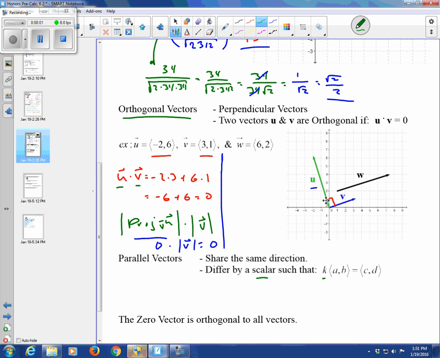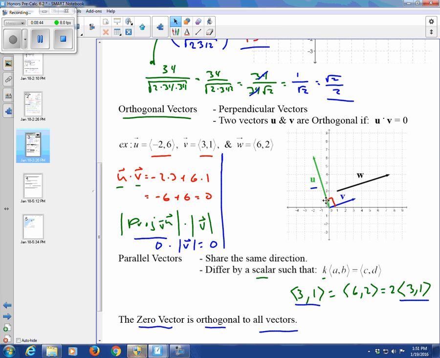So right here we have w and v as two vectors that appear to be parallel. And if we were to take a look at v, let's write the component form of v. We've got 3, 1. And we can see that our vector w, 6, 2, is really 3, 1 times the scalar of 2. So in that way, we can say that we've got two vectors that are parallel or headed in the same direction. And we say in general that the 0 vector is orthogonal to all vectors.